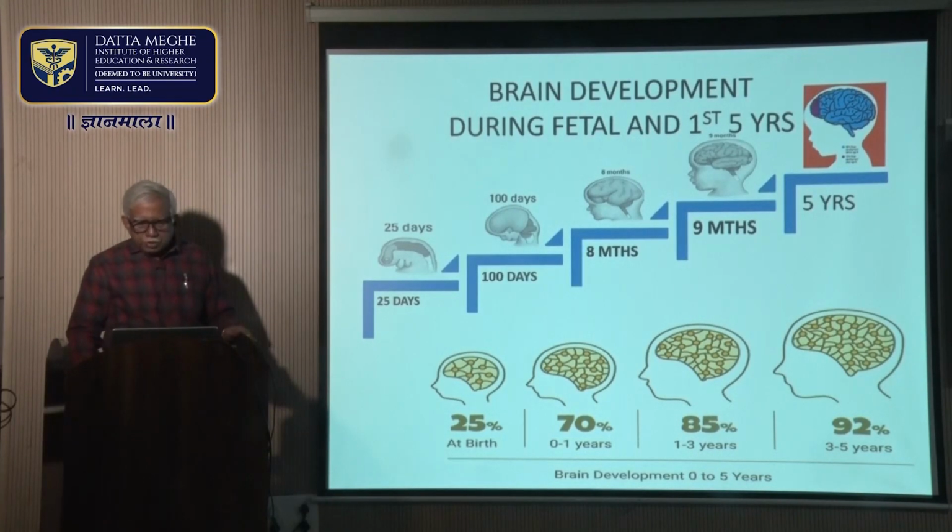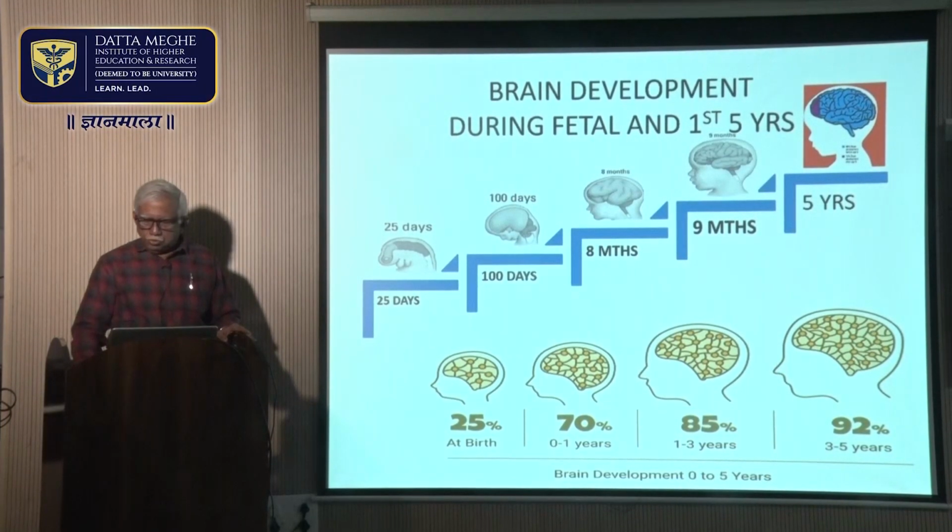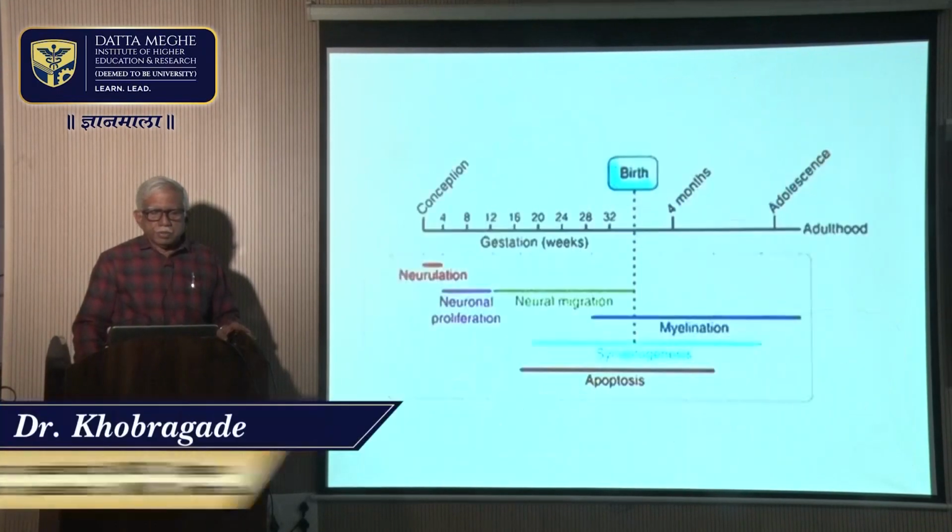So, brain development occurs in the first 5 years of age, and this is a very critical phase of brain development. Any insult occurring during this phase can lead to developmental retardation. So, this is a very important thing to understand.